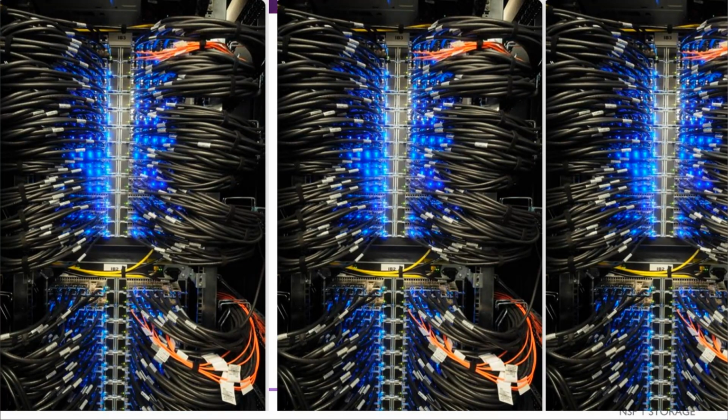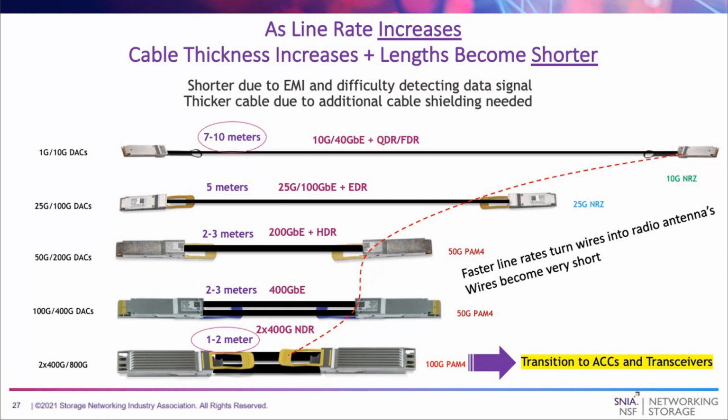So you can see by the orange cable there, that's probably an active optical cable. And you can see how much thinner the orange is compared to the black of the DAC cables. So the faster you go, the more the signal acts like a radio antenna and just broadcasts off the wire. So you end up putting more and more shielding on it.